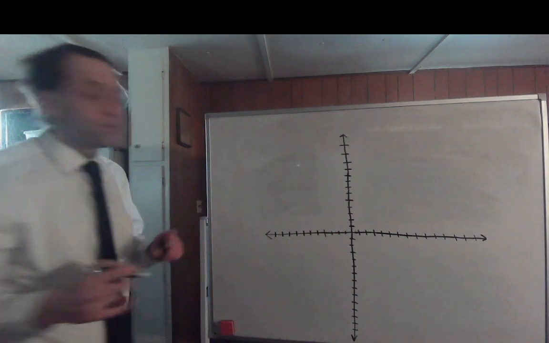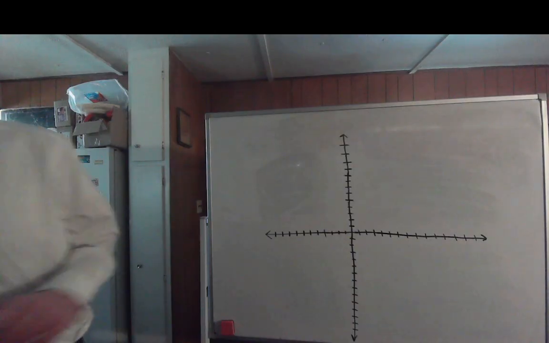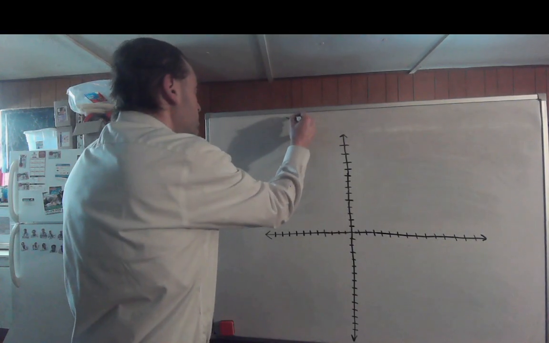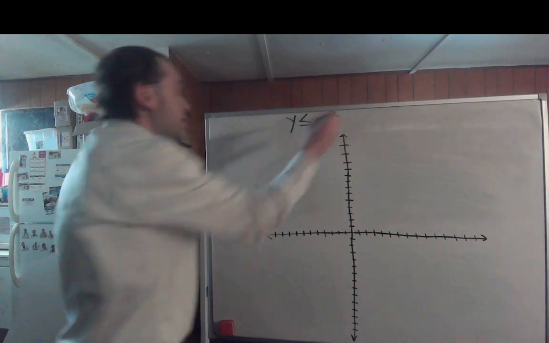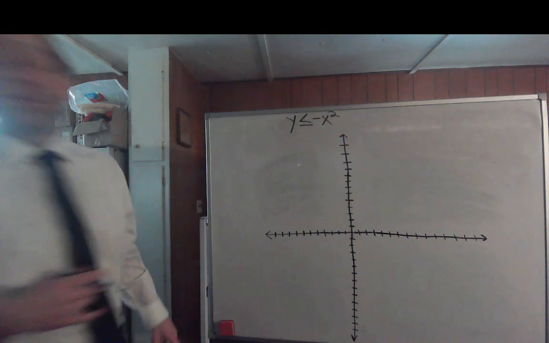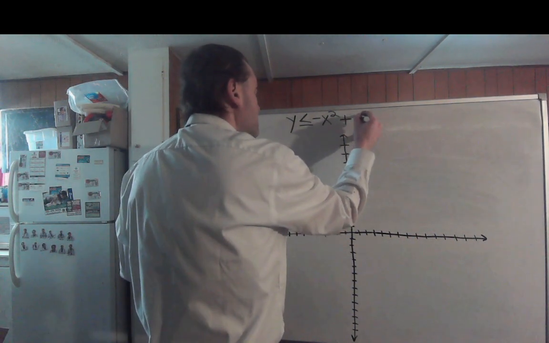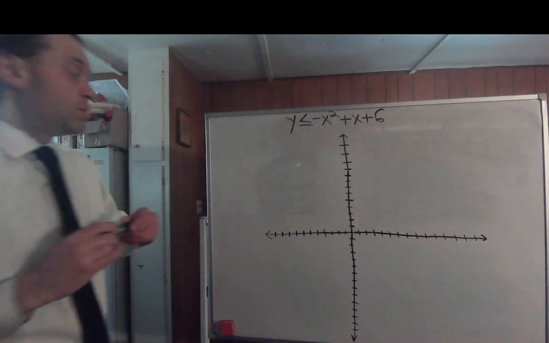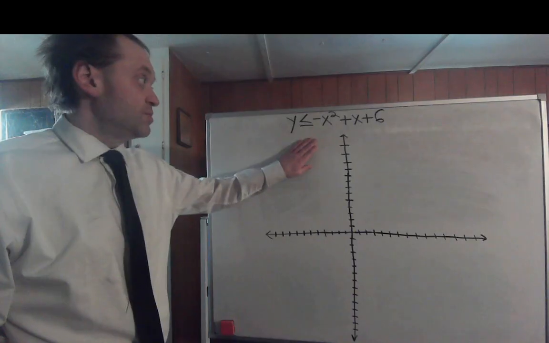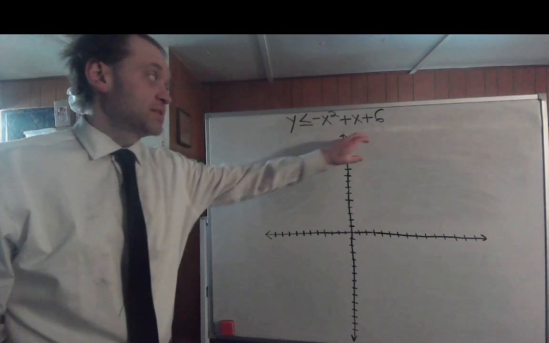All right. y is less than or equal to negative x squared plus x plus 6. So y is less than or equal to negative x squared plus x plus 6.